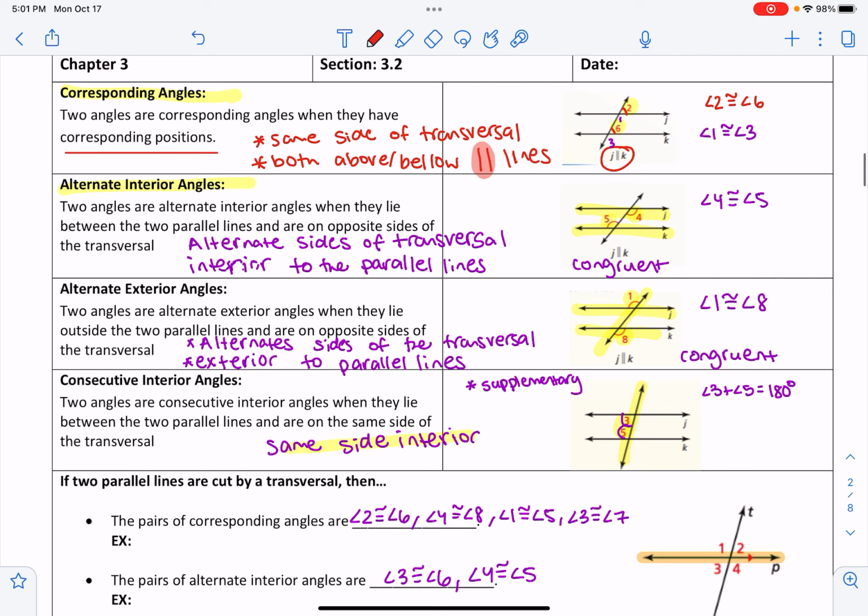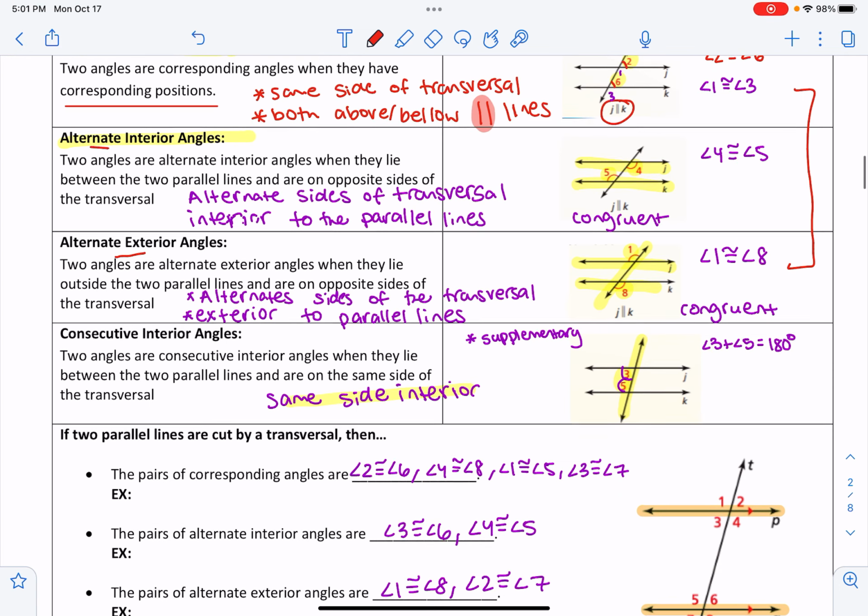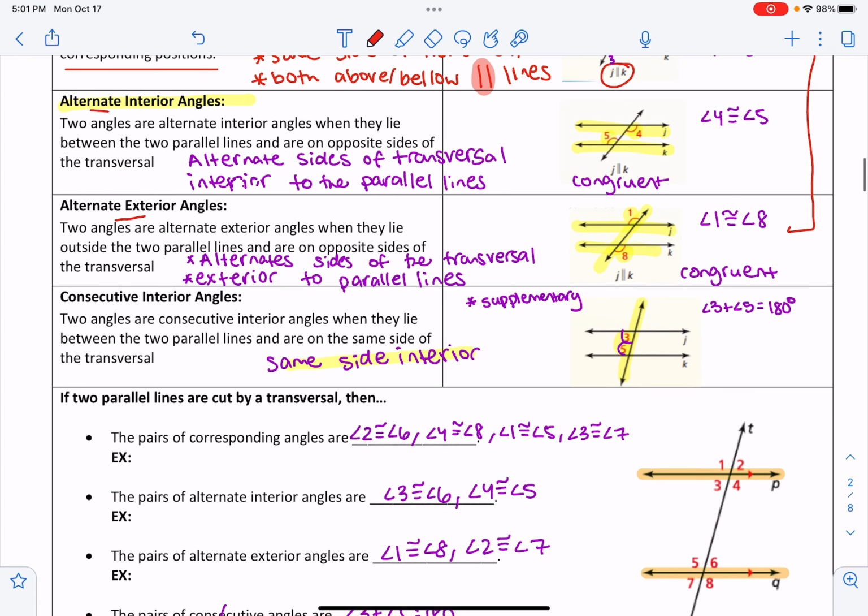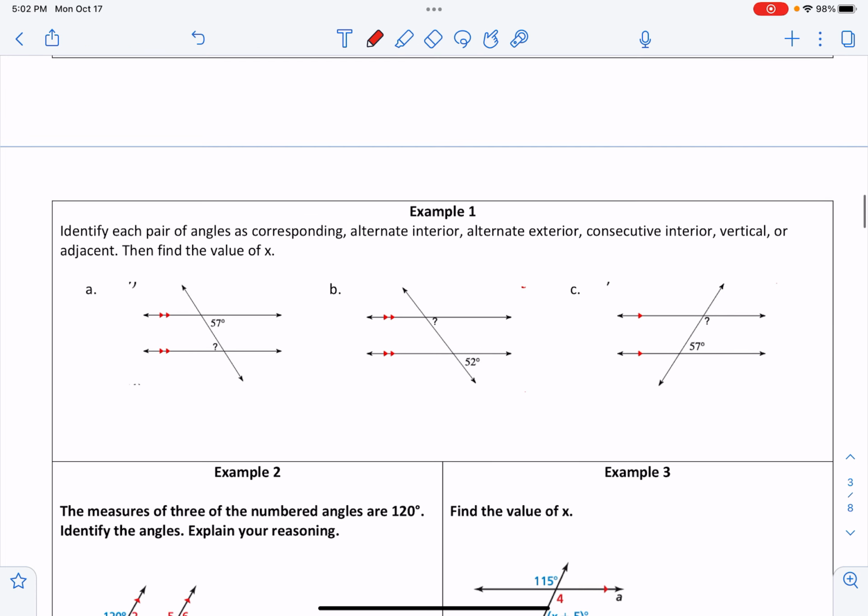So all three, corresponding, alternate interior and alternate exterior, all those are congruent when the lines are parallel. Same side or consecutive interior are supplementary, add up to 180. So we're going to go ahead and practice example 1.